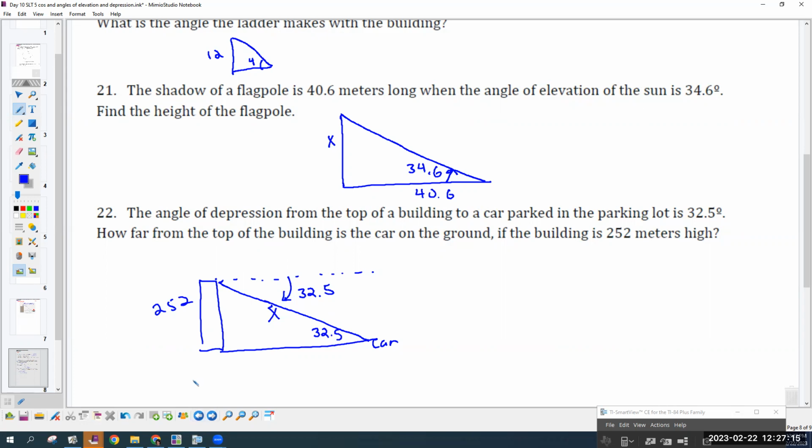Okay, at this point, you should be able to solve these 4 problems. The answers will be in the class notes file.